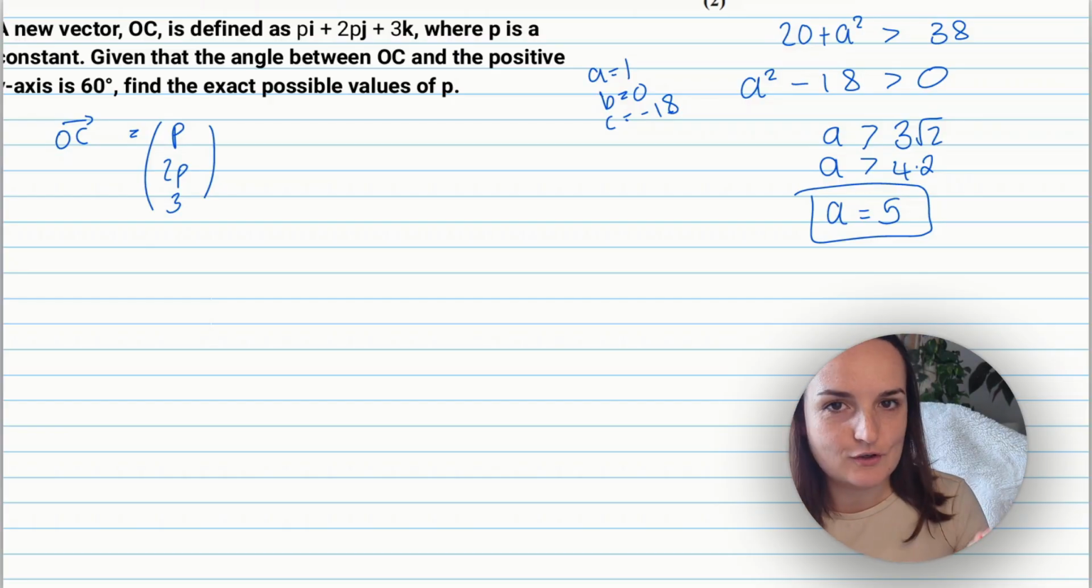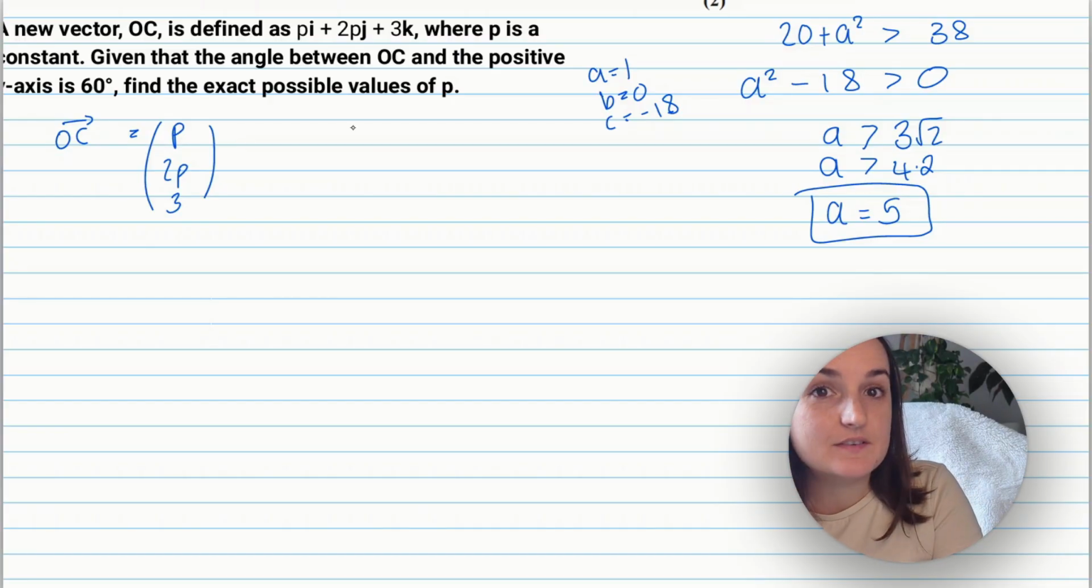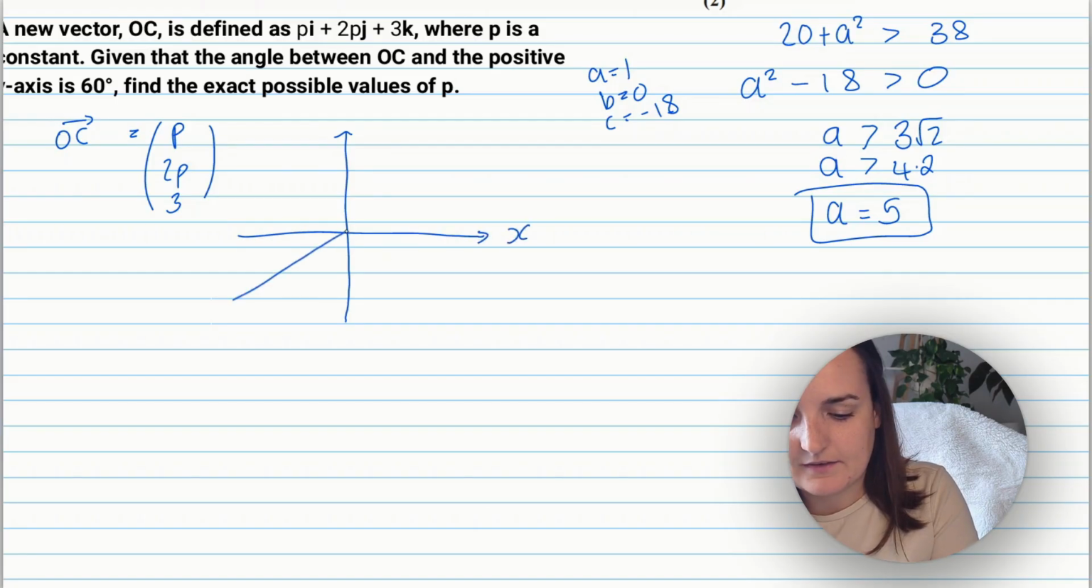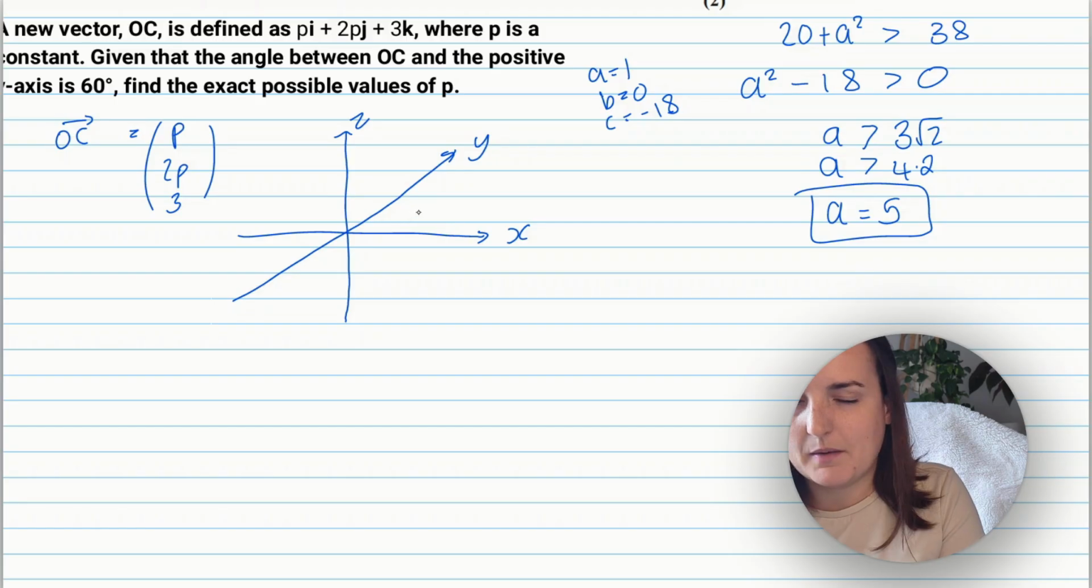I think that you should try to sketch this out, even if it's a rough sketch. So if we tend to write it like this, we've got X, then we have Y like that, then we've got Z coming up. So if we've got P, 2P, and 3, that means we're going P along, 2P up. I'm just assuming P is positive here, and then 3 up in the Z.